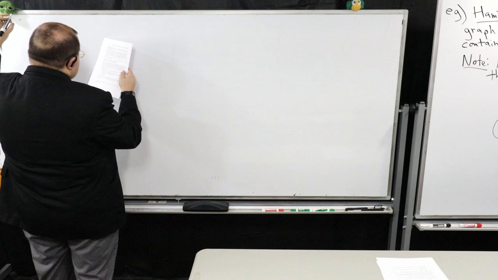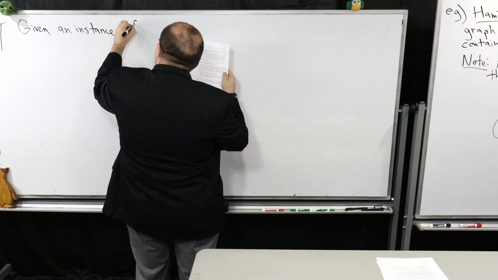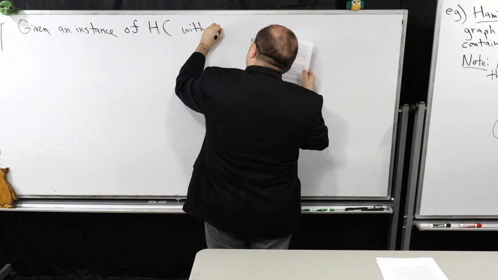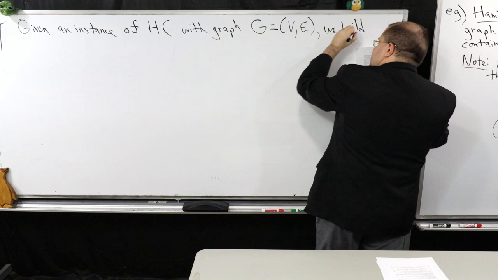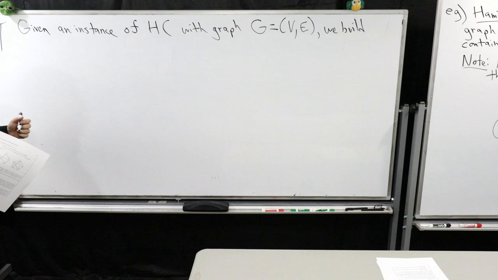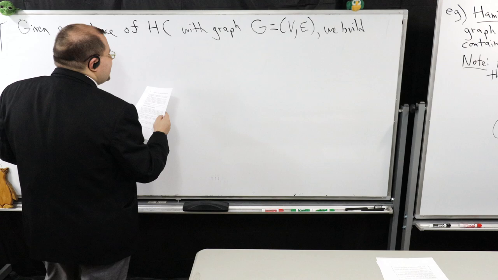So given an instance of Hamiltonian cycle with graph G equal to (V, E), we build. I'm using the word build. I like to think about it like we're building an instance, although technically in the reduction, we're transforming the input into input for another problem. I just like to think about it like I'm constructing something, because that's very much how it feels when you're doing these kinds of reductions.